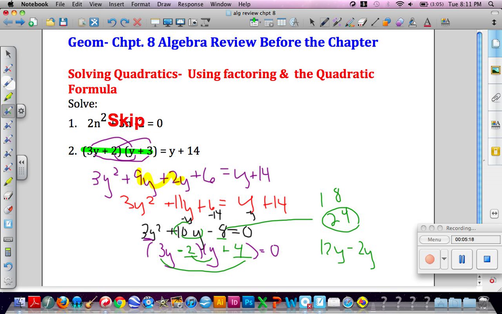Now go ahead and solve. 3y minus 2 is 0. That y is 2/3. And then this one over here, y plus 4 equals 0. y is going to be negative 4.